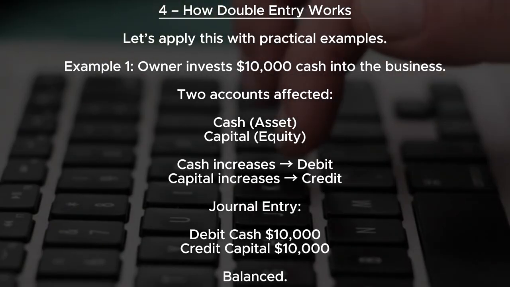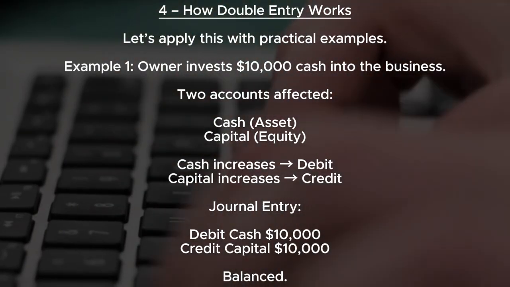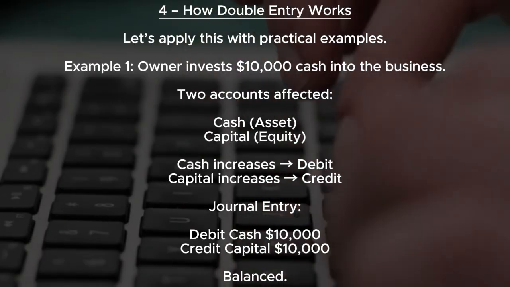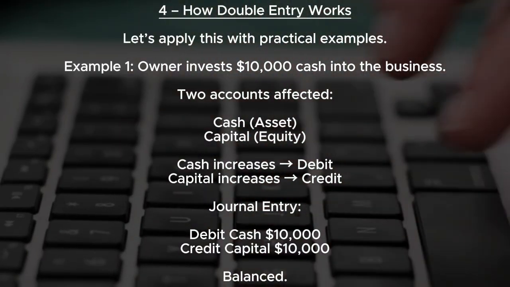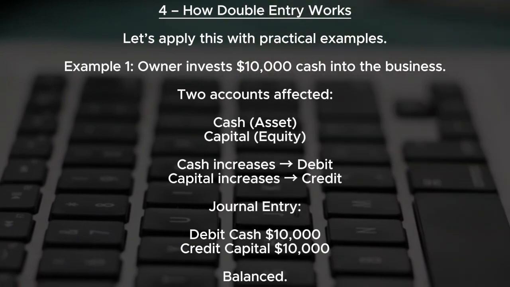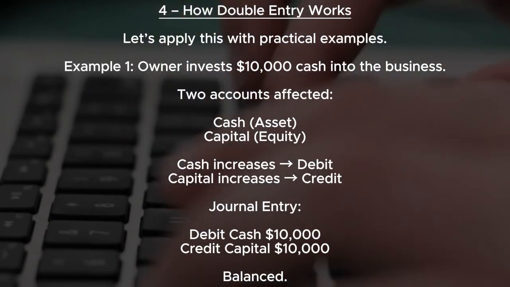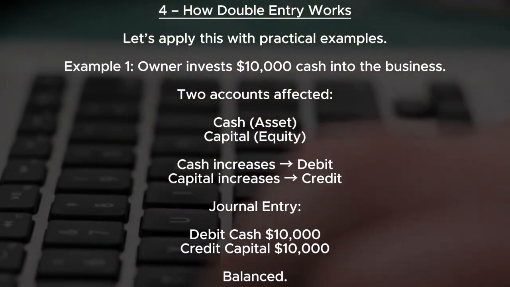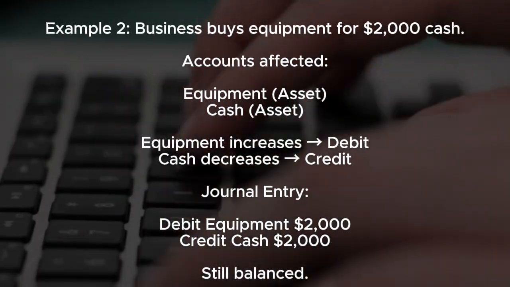Example 1. Owner invests $10,000 cash into the business. 2 accounts affected: cash, asset, capital, equity. Cash increases debit. Capital increases credit. Journal entry: debit cash $10,000. Credit capital $10,000. Balanced.